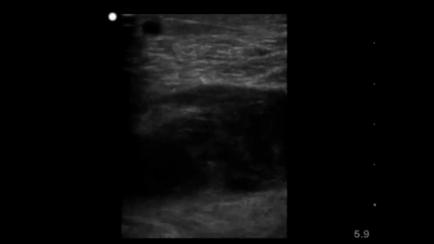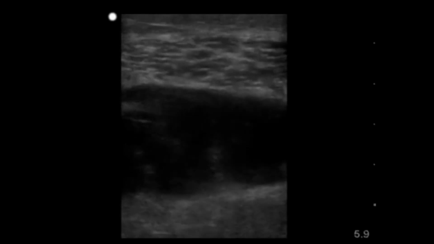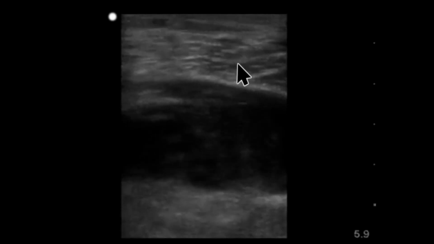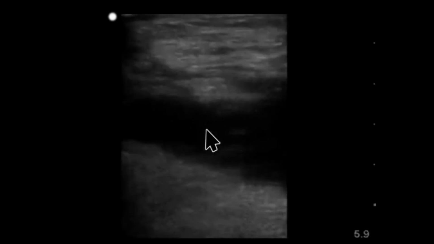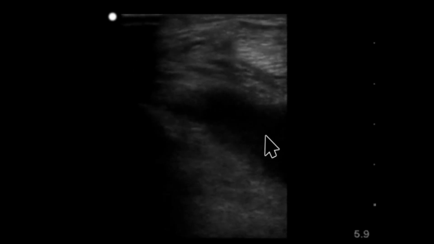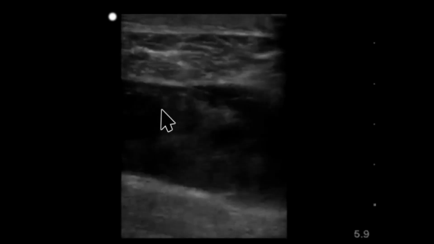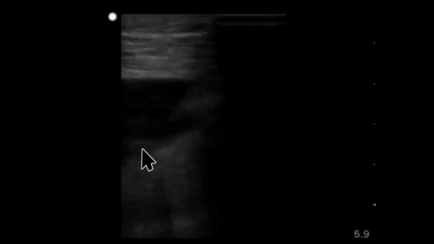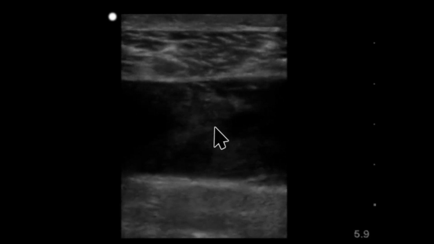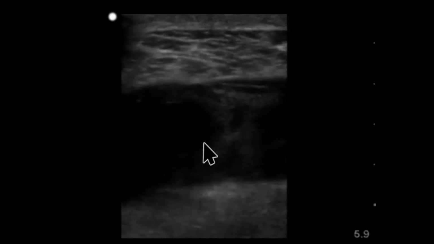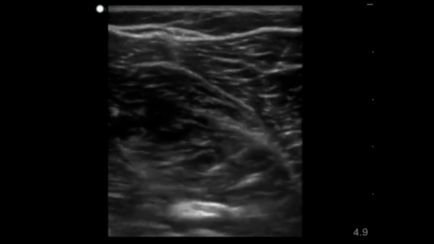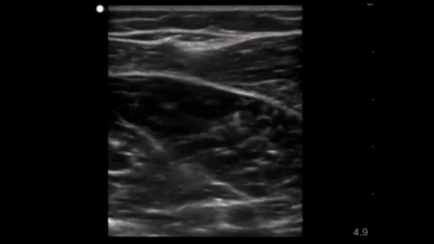And this is what a calf hematoma looks like. One can make out the superficial gastrocnemius muscle, and then down here where we expect to see soleus, we see all this hypoechoic debris. This is a hematoma. This hypoechoic collection of material is all hematoma formation in the calf. It's quite extensive.